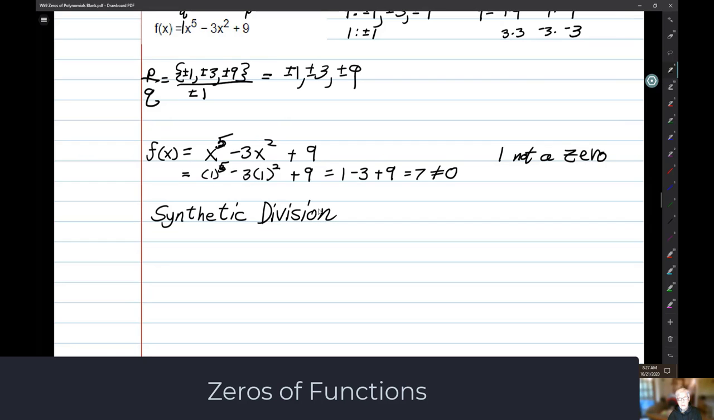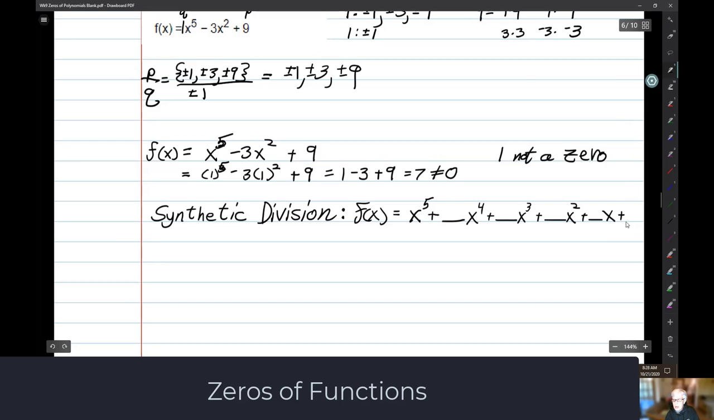In a lot of ways, synthetic division is easier than plugging numbers into a polynomial. Here's how you do it. You take f of x. Now, it's a fifth degree polynomial, which means you have to make room for all of the terms, plus the constant. You need to have space for all of these.